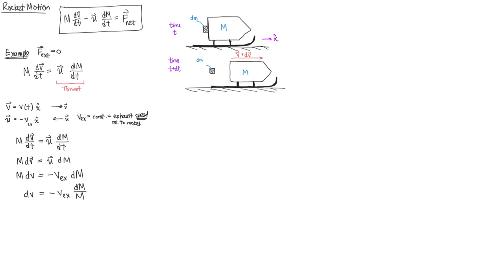Okay. And then now we can integrate. We'll do a definite integral from some initial velocity to some final velocity, and we'll integrate the right-hand side from the initial mass to some mass at another time. And so on the left, we have v of t minus v naught, just v evaluated at those limits. And on the right-hand side, we have minus v exhaust times the natural log. So this integral here becomes the natural log of m evaluated at those two limits. And when we evaluate them at the limits, we have natural log of m of t.